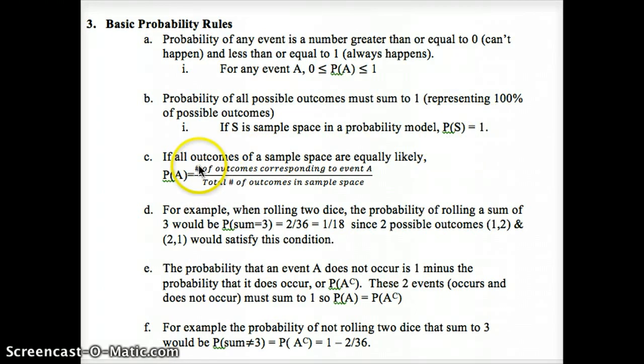We determine the probability by the number of outcomes that correspond to a success of A, like rolling 2 dice that sum to 3, out of the total number of outcomes possible. Here's our example of rolling a 3. The probability that event A does not occur is called the complement of A. So the probability that we don't roll a 3 would be 1 minus 2 out of 36, or 34 out of 36. The 34 outcomes involve us not rolling 2 dice that sum to 3.